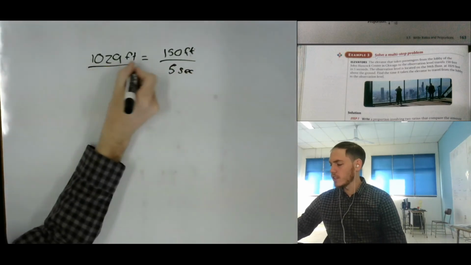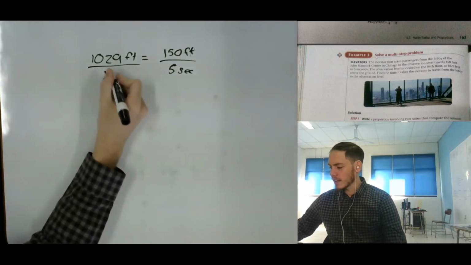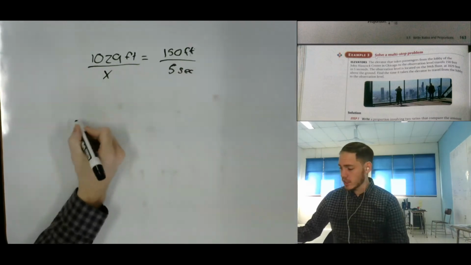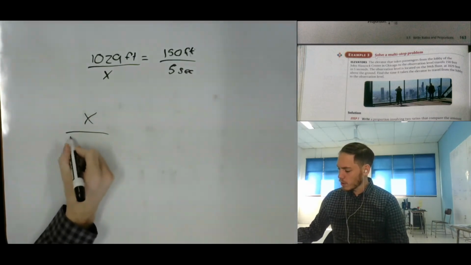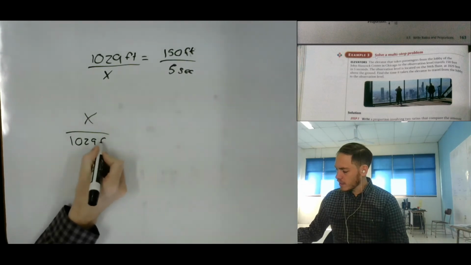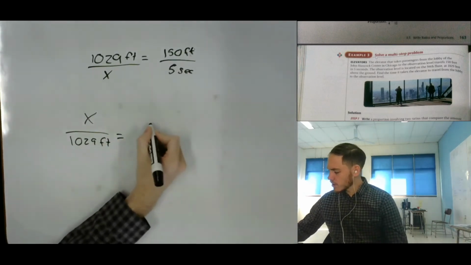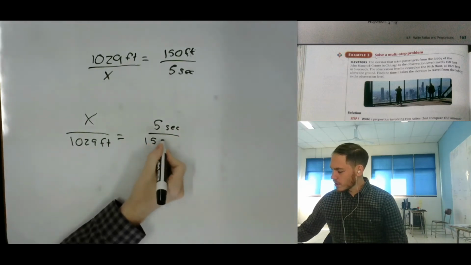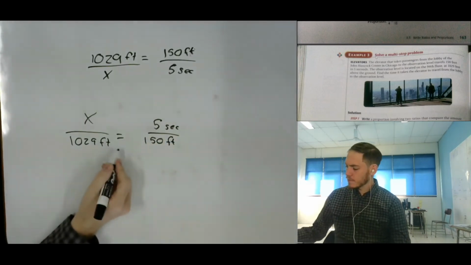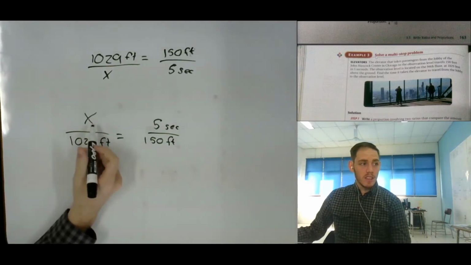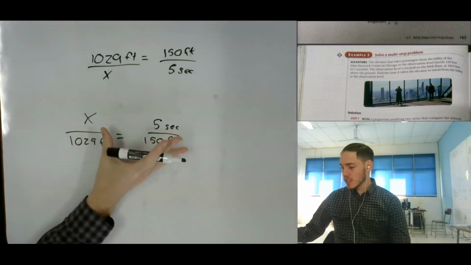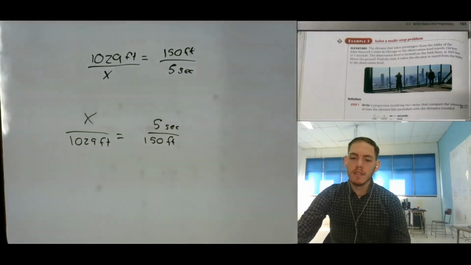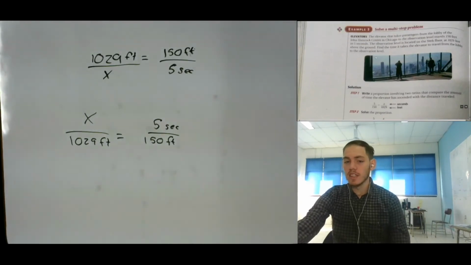So if we were to do this, what's on the bottom? That would be x. But since we don't like x on the bottom, we could just change this equation to be x over 1,029 feet equals 5 seconds over 150 feet. Notice that feet are on the same level and the seconds are on the same level. Now you can change this equation; there's another way of solving it. Don't worry.